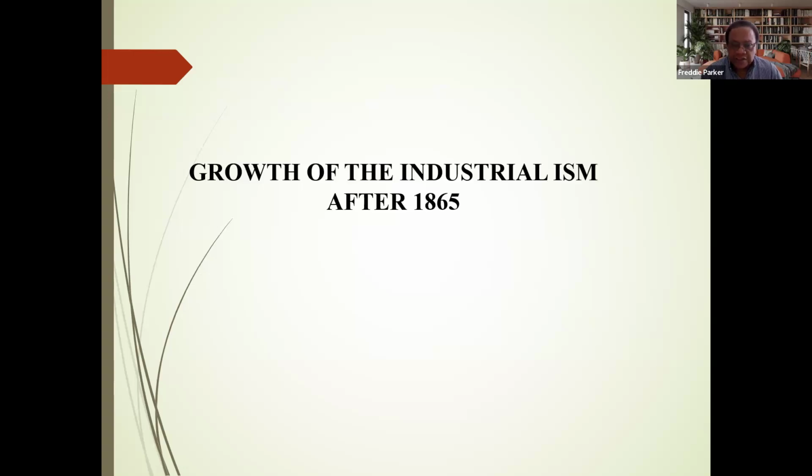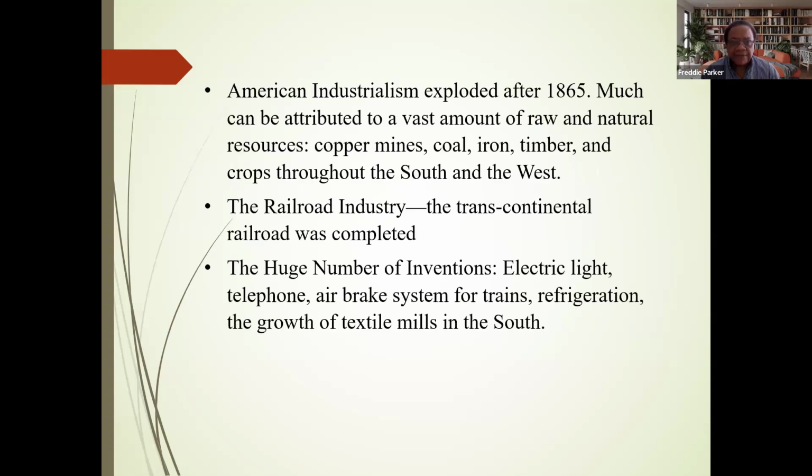The growth of industrialism after 1865. American industrialism exploded after 1865. Much can be attributed to a vast amount of raw and natural resources like copper and coal and iron and timber and the many, many crops that were grown throughout the South. The railroad industry grew overnight. The Transcontinental Railroad was completed by 1879.